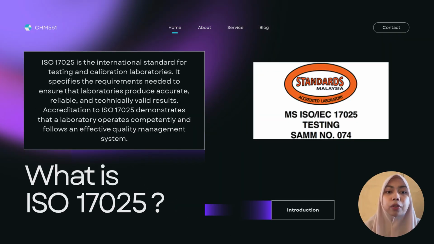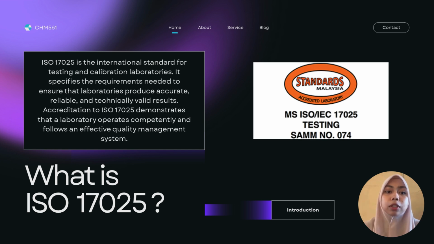First of all, before we enter the ISO overview, we need to know what is lead. So lead is a toxic heavy metal that can enter food through contaminated raw materials, water, or the canning process. Because lead poses serious health risks, it is important that laboratories provide accurate and reliable testing results. This is where ISO 17025 plays an essential role.